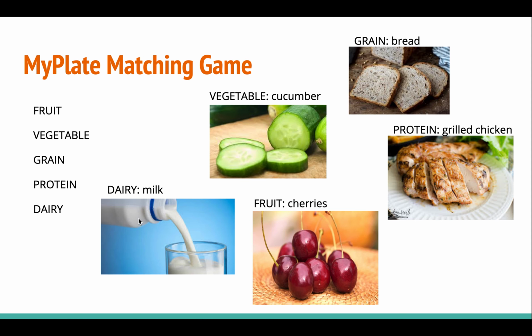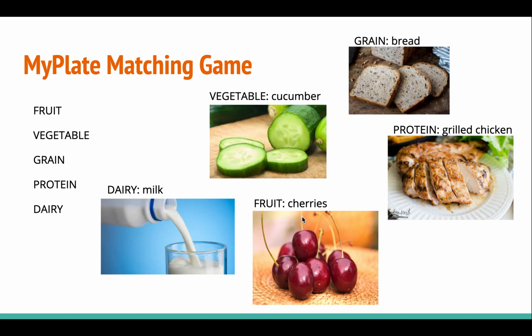So this first one over here, we had dairy, and this was milk. This is probably our easy one because everybody knows dairy, milk go hand in hand. Up here we have a cucumber, which would be a vegetable. Great job. Here we have a few slices of bread, and breads would be grains. Down here we have grilled chicken. Grilled chicken is a protein. And then finally, our last one were cherries, and cherries are a fruit.